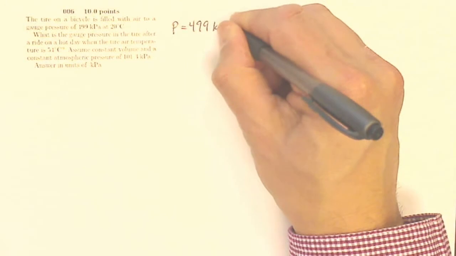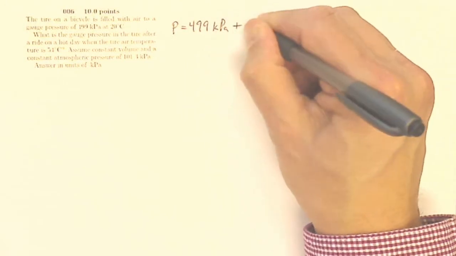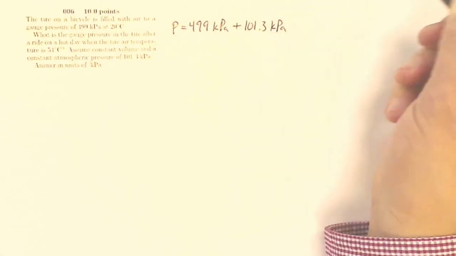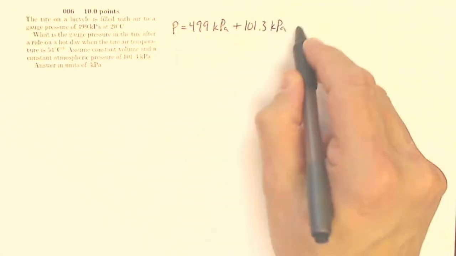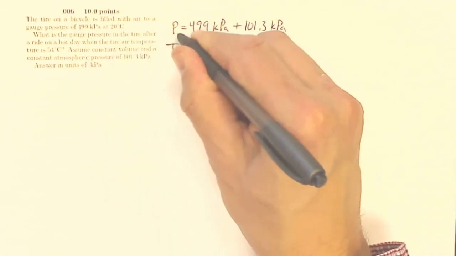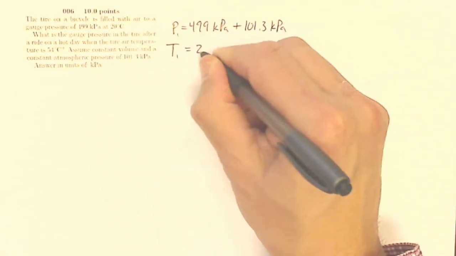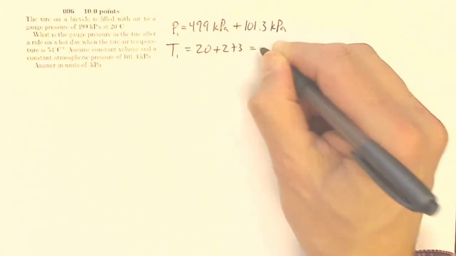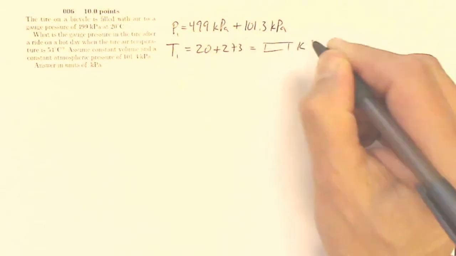So I've got 499 kPa. To that, I've got to add 101.3 kPa, which is an atmosphere. So that's going to be my pressure, those two added together, at 20 degrees Celsius. So my initial temperature is going to be 20 degrees Celsius, and I'm going to want to add 273 to that to get it into Kelvin. So that's going to give me so many Kelvin.